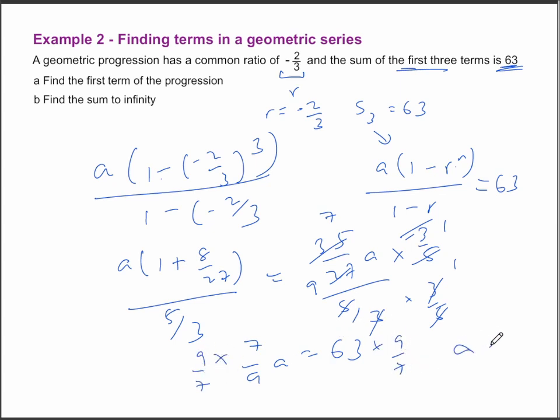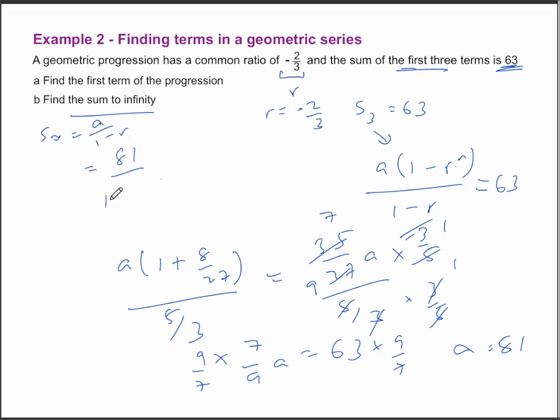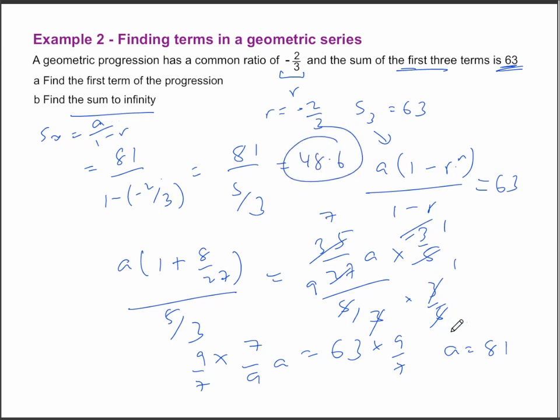We will get that a is equal to 81. Then we want to find the sum to infinity, for which the formula is just S infinity equals a over 1 minus r. So we're going to do 81 over 1 minus negative 2 over 3, which is going to be 81 over 5 over 3. 81 divided by 5 over 3 is just 48.6. Therefore, 48.6 is our sum to infinity, and our first term of the progression is 81.